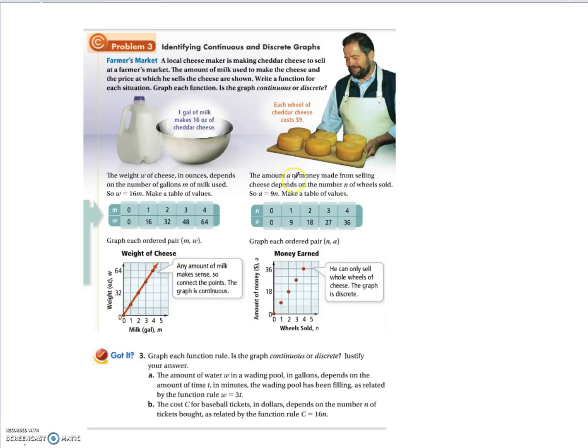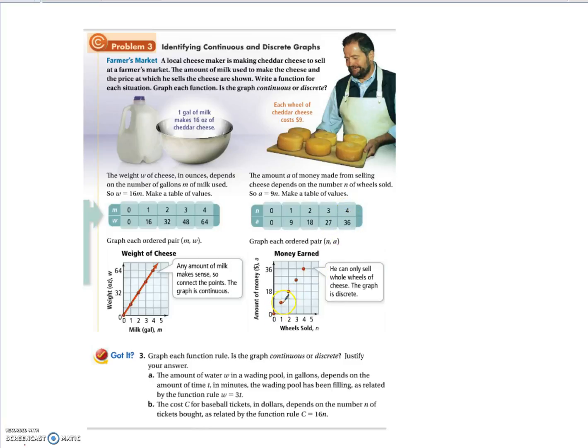But then discrete, if you look at discrete, we have 0, 1, 2, 3, 4. This is the cost of cheese. If I buy no cheese, I don't pay anything. If I buy 1 wheel of cheese, it's $9. 2 wheels of cheese, $18. 3 wheels of cheese, $27. 4 wheels of cheese, $36.